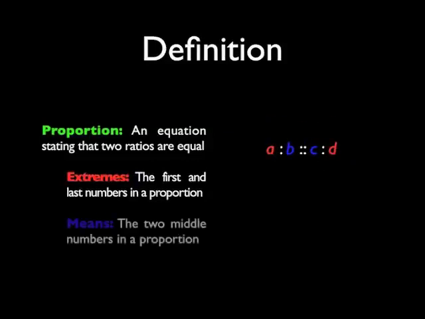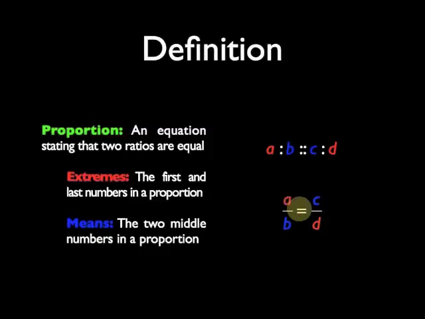The means are the middle two numbers in the proportion. So B and C are in the middle. We know that the mean is an average. It's in the middle of two numbers. That should help us remember that the means are B and C. Now, remember that we can write a proportion, and often write a proportion using the vinculum, or write them as two equivalent fractions. In which case, notice that your extremes are on the top left and the bottom right. And your means are on the bottom left and the top right. That's very important to know.